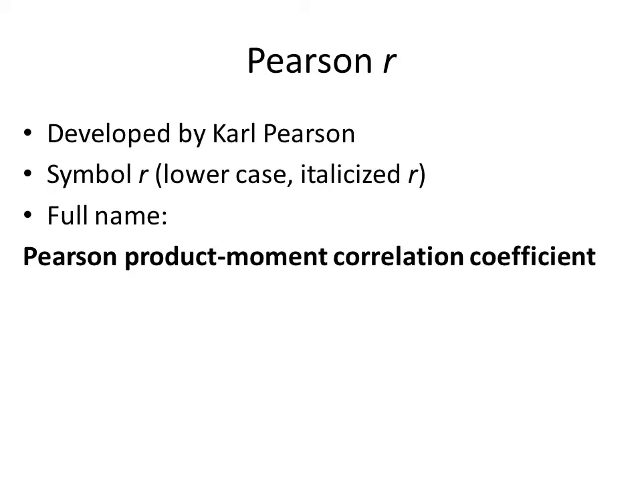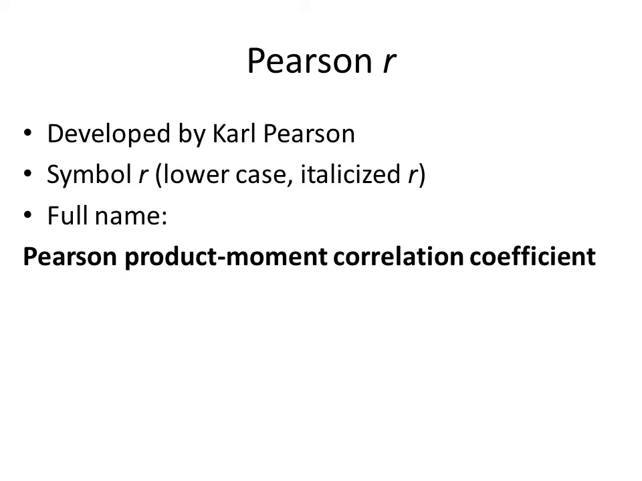This is section 13, Pearson r, in Making Sense of Statistics. The Pearson r was developed by a statistician named Karl Pearson, and it is a widely used statistic for describing the relationship between two variables.